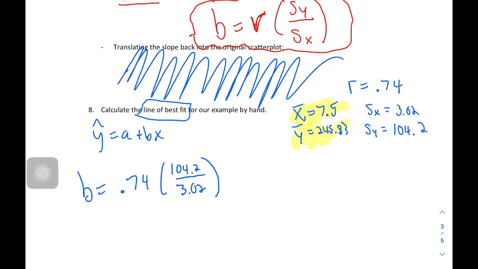All right, calculating this out, we have b equals 25.5. I know I'm good at math, guys, but I didn't do that in my head. Just want to throw that out there.